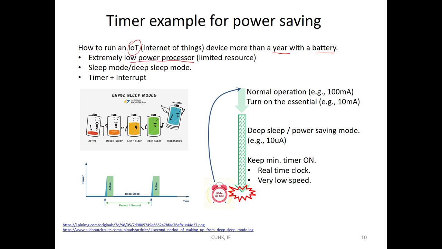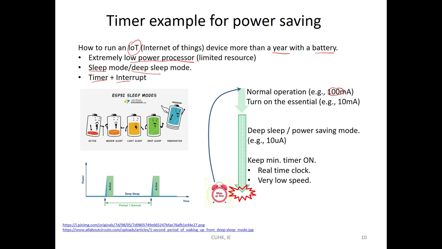Then your processor can go to sleep mode or deep sleep mode. If you use sleep mode or deep sleep mode, then you have to use a timer plus interrupt to complete the task. Now, the CPU in normal operation may draw 100 milliamps. So you only turn on the essential part, same as our Lab 1 to Lab 4.